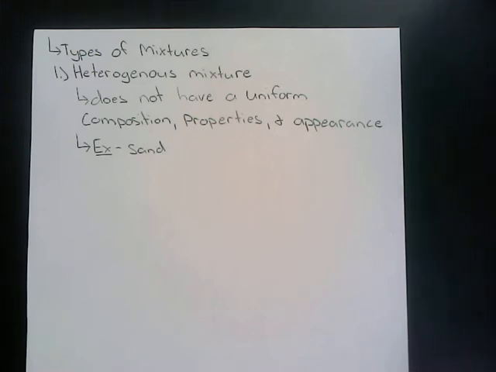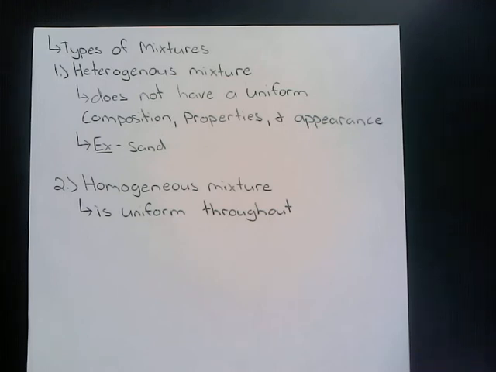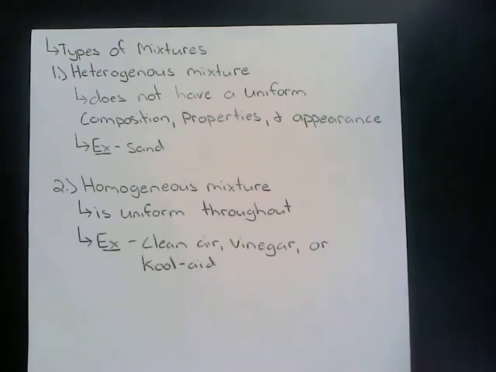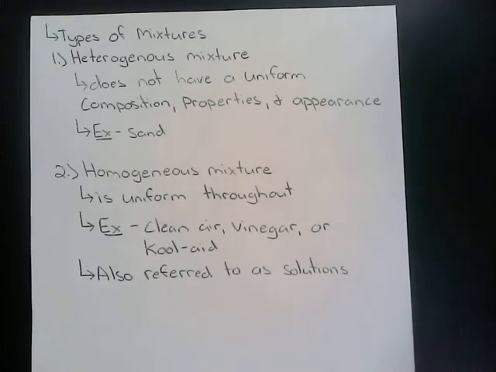The other type of mixture is a homogeneous mixture. A homogeneous mixture is uniform throughout. Some examples of this include things like clean air in the Earth's atmosphere, vinegar, or some substance like Kool-Aid. Now, a homogeneous mixture can also be referred to as a solution. Something to keep in mind with solutions is that they can be a solid, liquid, or gas.